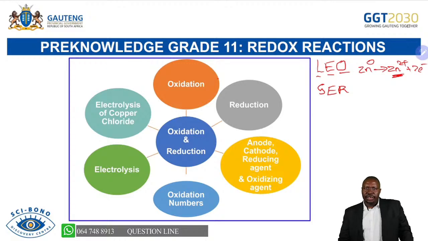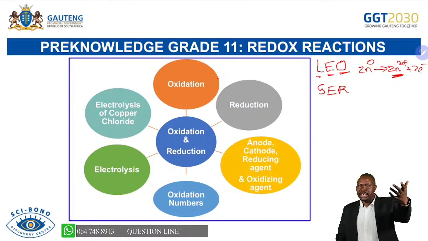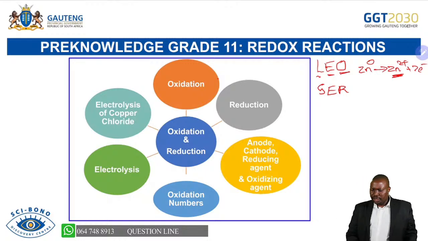In our grade 12 language, we are saying loss of electrons is called oxidation. So we can define oxidation in terms of oxidation number, or define oxidation in terms of electron transfer. So you're able to know that oxidation is loss of electrons, or you can say it's an increase in terms of oxidation number.